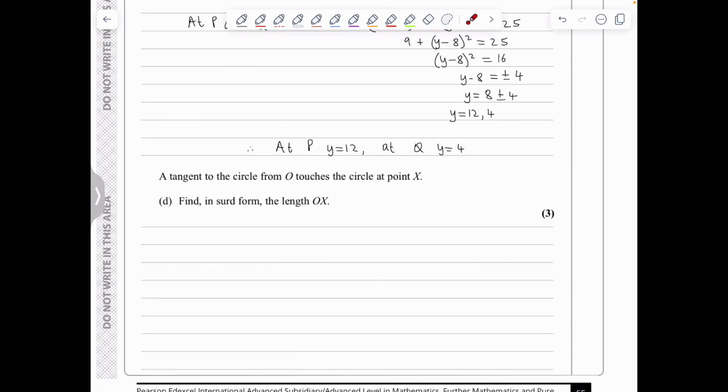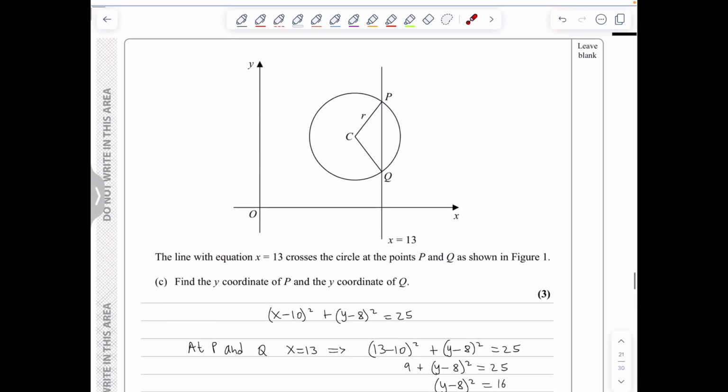In part D, we have a tangent to the circle from the origin touching the circle at point X, and we need to find in surd form the length OX. So going back to our diagram here, remember we've got the coordinates of the center, it's (10, 8). I'm going to draw two tangents from the origin and touching the circle. So the point X could be this point here or this point here. And I'm trying to determine the distance OX.